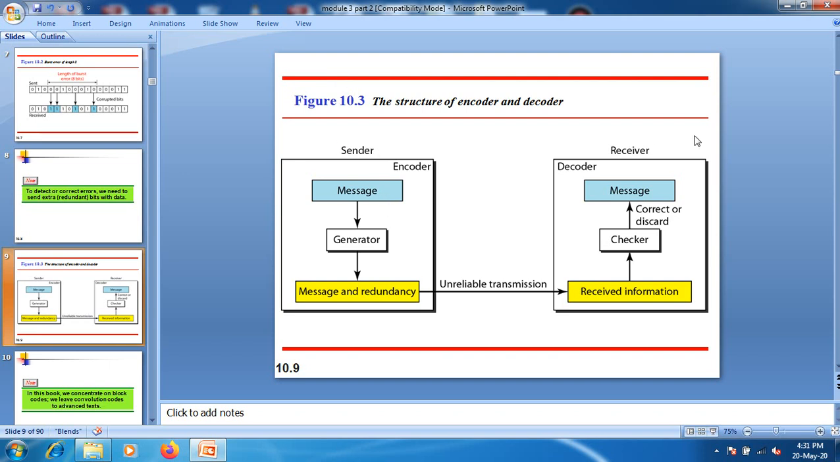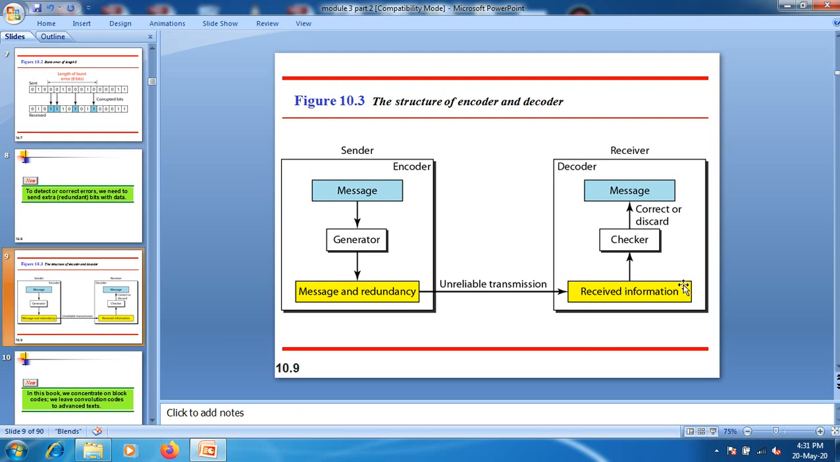Thus, we have a sender and a receiver. The sender has a message. That message is passed through the generator. The generator applies certain rules and procedures, generates the redundant bits, and appends them to the message. That is, message plus redundancy, and this information is transferred over an unreliable channel. In this passage, the transmitted information may become corrupt, and it reaches the destination.